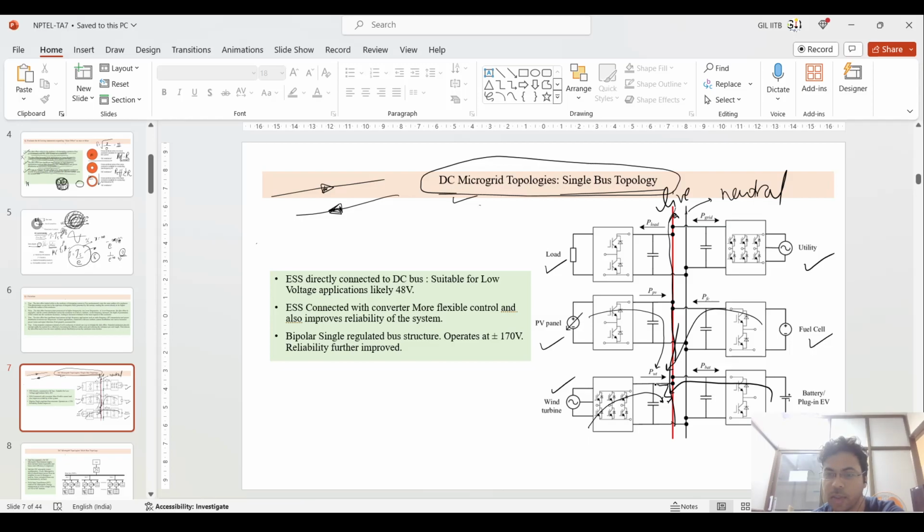So you need a certain topology such that you can disconnect. If you connect this DC bus bar at a certain point, you will disconnect the whole system, and the whole power supply will get interrupted.